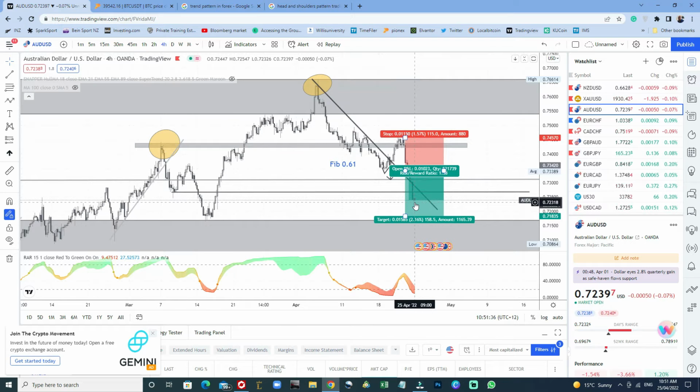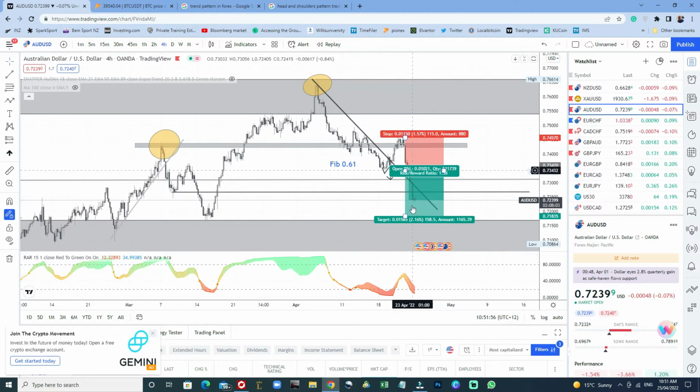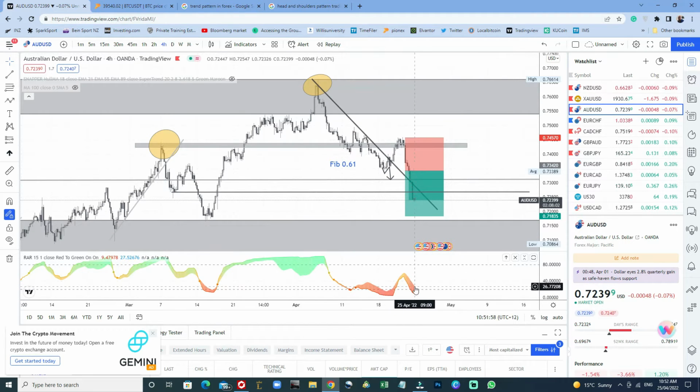This signal is a sell signal. You can still enter a sell and put your take profit at around this point, to a point of 0.71850. My indicator here also supports my analysis. You can see more orange color, showing a significant sell signal here.